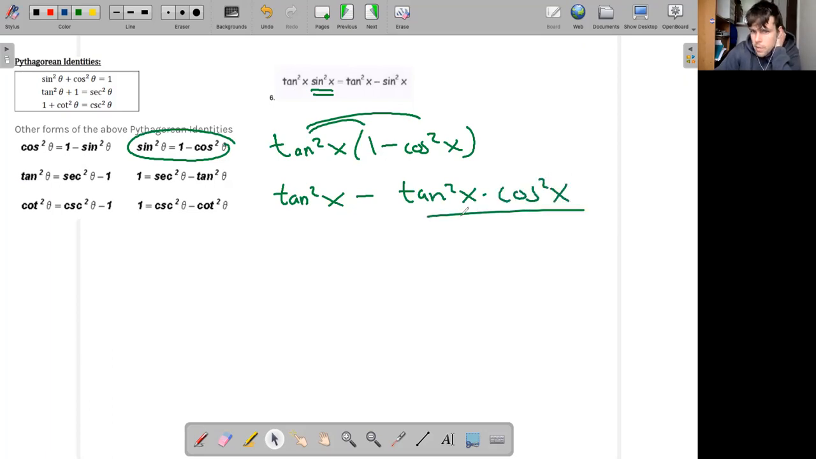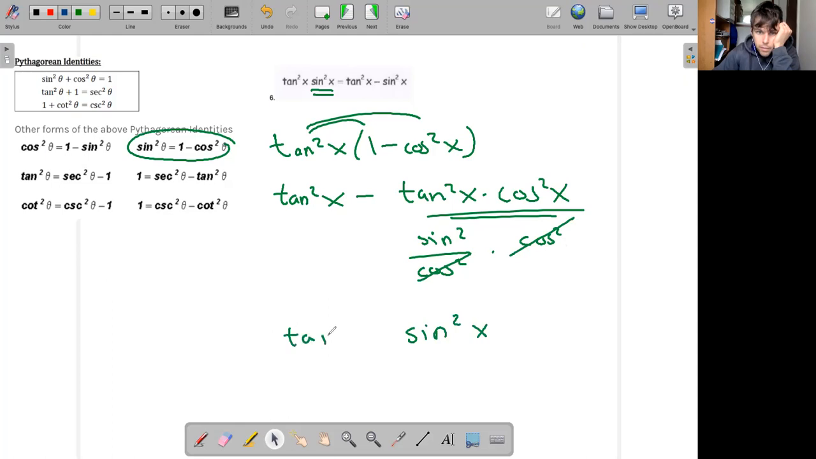Okay. I'm going to go ahead and rewrite. So this is what I want. I want tangent squared first. So I'm going to rewrite this and see if we can make it simplify to be sine squared. So tangent squared is sine squared over cosine squared, times cosine squared. So hopefully you can see right here, the cosines cancel out. The only thing we're left with here is sine squared x. And there we go. That worked as well, just another way to do it.